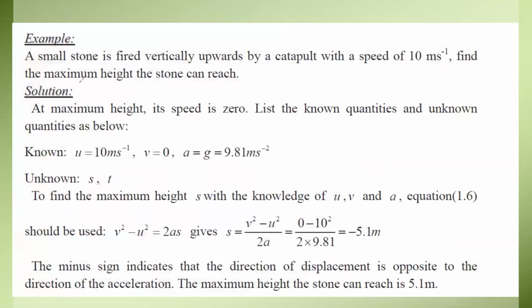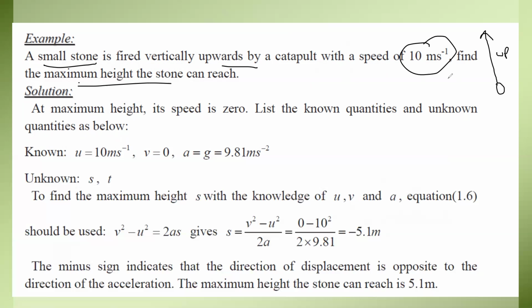As you can see here in this question, a small stone is fired vertically upward by a catapult with a speed of 10 meters per second. Find the maximum height the stone can reach. So we need the maximum height the stone can reach. In this case, the question only covers one half of the motion, so we can use only the first half of the motion, in which the object is moving vertically upward.